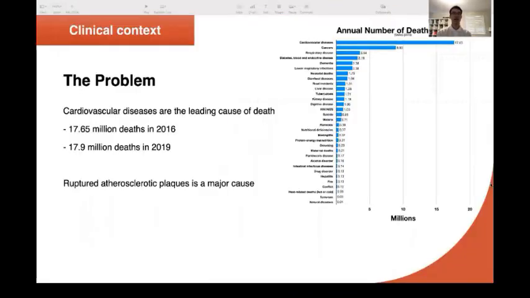So the problem that my project is looking at are cardiovascular diseases, which are the leading cause of death for many years. You can see with the table on the right, the annual number of deaths in 2016. Cardiovascular diseases is the leading cause by a large margin. In fact, 17.65 million people died due to cardiovascular diseases in 2016, and it only increased in 2019 to 17.9 million deaths. Ruptured atherosclerotic plaques is a major cause of many of the issues cardiovascular diseases are known for, such as heart attacks.